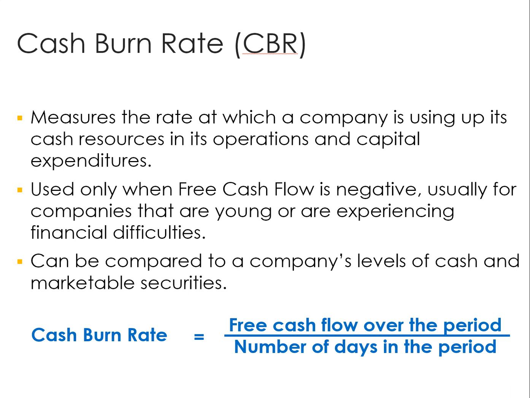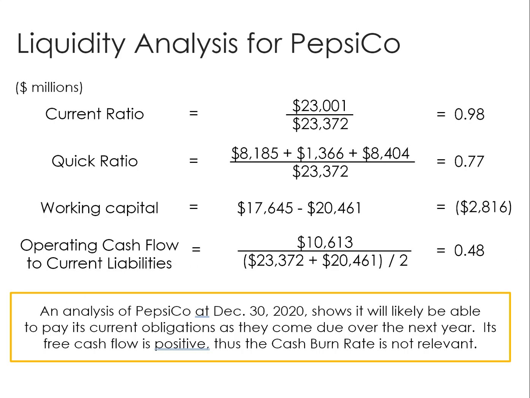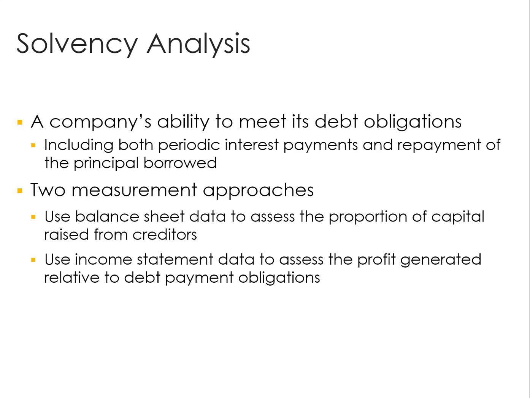This rate is typically used for startup companies. A couple of years ago, Tesla experienced its cash crisis, and eventually Elon Musk solved the problems. I believe Elon Musk borrowed a large amount of money. Here we have some calculations for PepsiCo, but let's move to solvency. We have seen liquidity, and now let's talk about solvency.